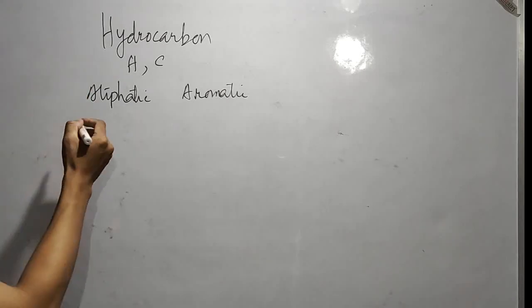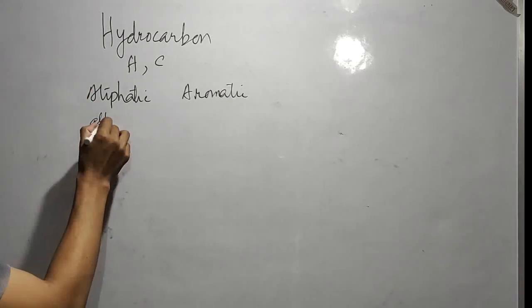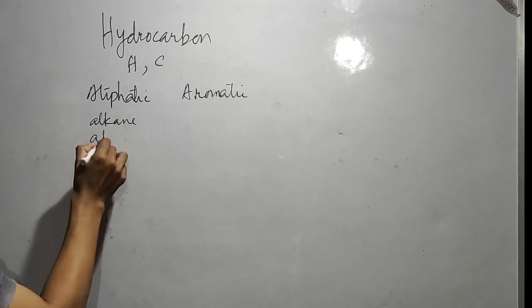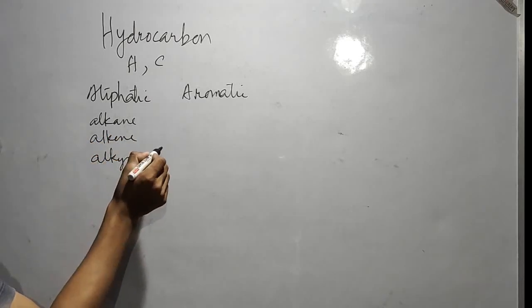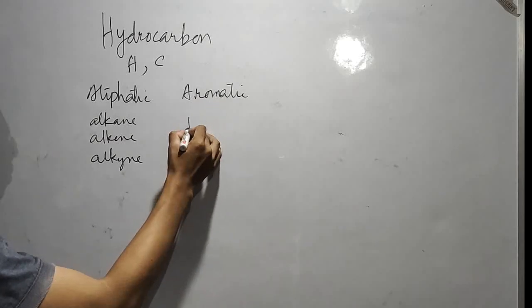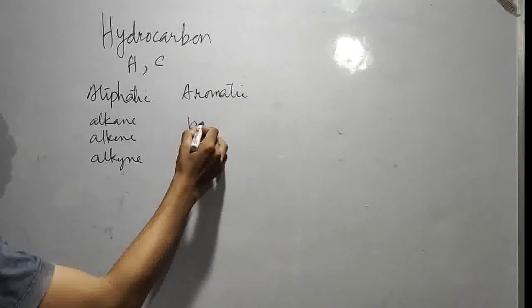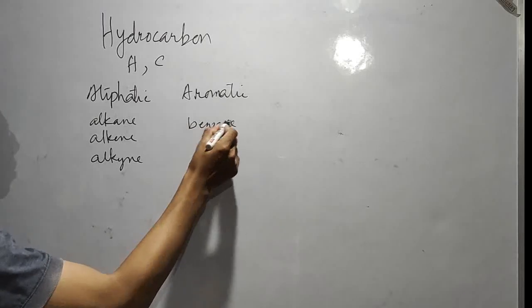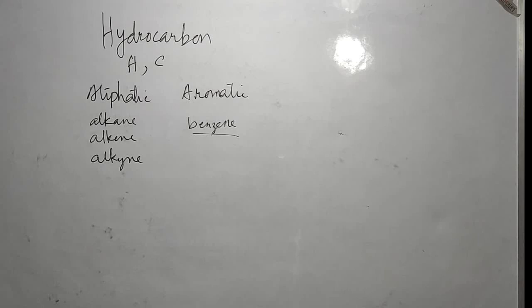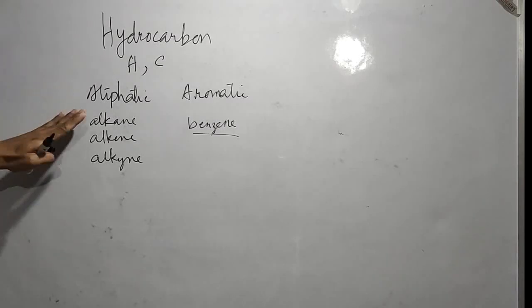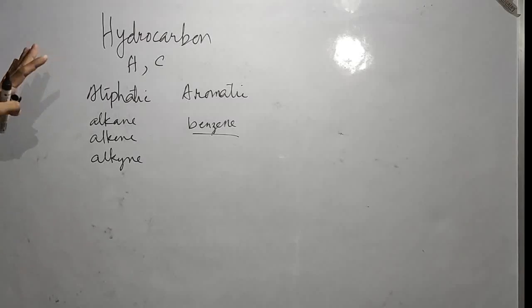Now under this aliphatic we have three types: alkane, alkene, and alkyne. And under aromatic, one of the examples is benzene. This can be one of the simplest examples of aromatic compounds. So in this video we shall be discussing only the IUPAC nomenclature of the aliphatic compounds.